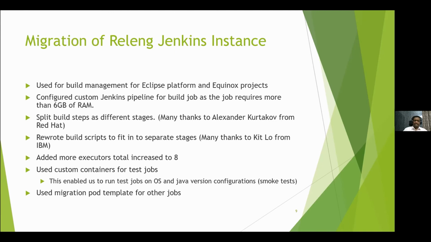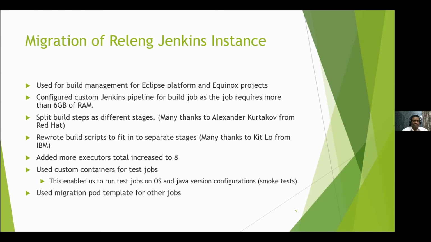Okay, this is the last Releng Jenkins instance which we moved. This is used for build management of Eclipse platform projects. That includes Equinox also. The first problem we had was that our build requires more than 6 GB of RAM. But when we use a freestyle job, we don't get 6 GB of RAM. So we had to come up with our custom pipeline.